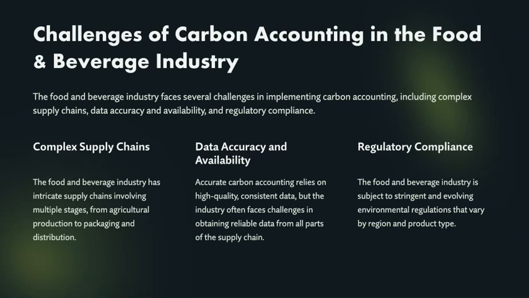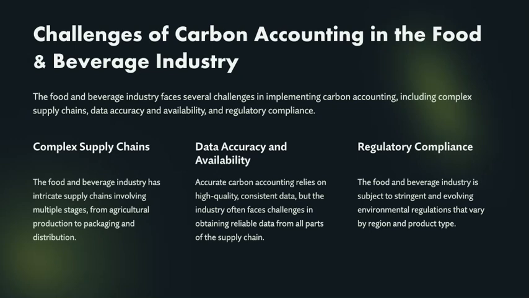There are some challenges around carbon accounting. So your supply chain is complex. The food and beverage industry has intricate supply chains involving multiple stages, from agricultural production to packaging and distribution. Tracking emissions across these diverse and extensive supply chains can be difficult, requiring robust data collection and integration from various sources. Sustainium's platform helps streamline data collection and provides comprehensive tracking tools to manage and report on supply chain emissions effectively.